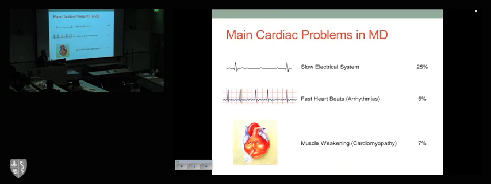So this is just a very, very brief overview of the heart problems that patients with myotonic dystrophy get. About a quarter of patients with DM do have a slow electrical system, and I'll go a little bit more into detail what that means. About 5% of patients with DM develop rapid heartbeats or arrhythmias, as we also call them. And it turns out that about 7% of patients develop weakening in the muscle itself, the heart muscle itself. Now, I'm an electrophysiologist, which means I'm sort of the electrician of the heart. Dr. Wheeler is more of the heart muscle specialist. And so I'm going to be talking a lot more about the electrical problems that can happen inside the heart.